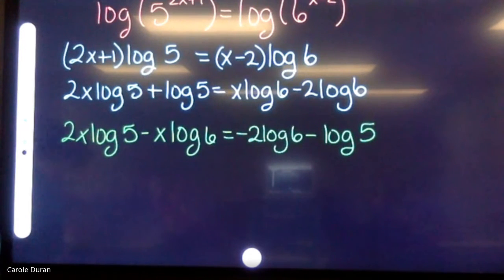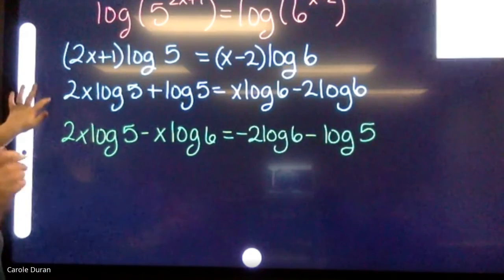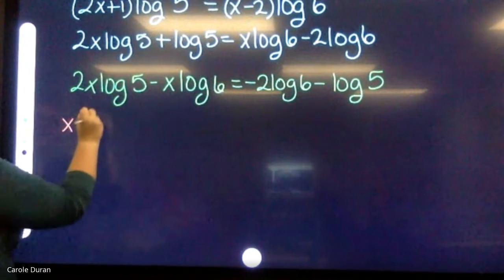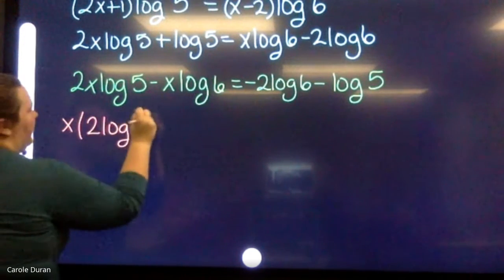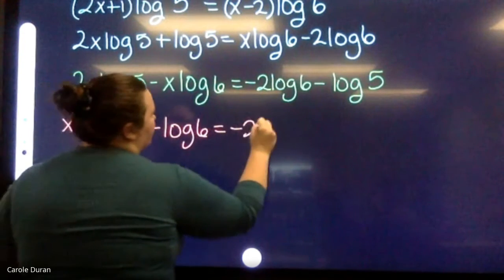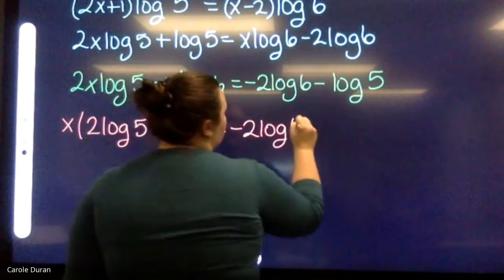So why would I possibly want to get all of my x terms on the left-hand side? I can take out the x, right? I can just factor it out of both of those or undistribute it, however you want to think about it. So when I do that, I get x times 2 log 5 minus log 6 equals, this whole right-hand side does not change.